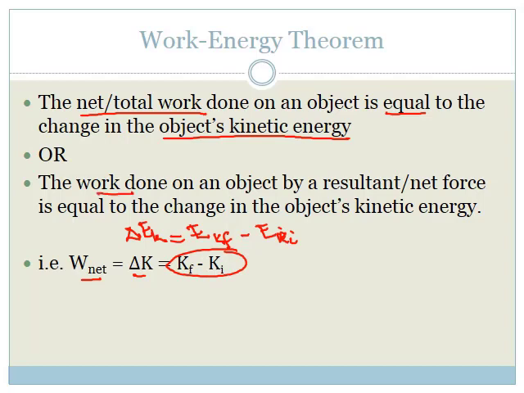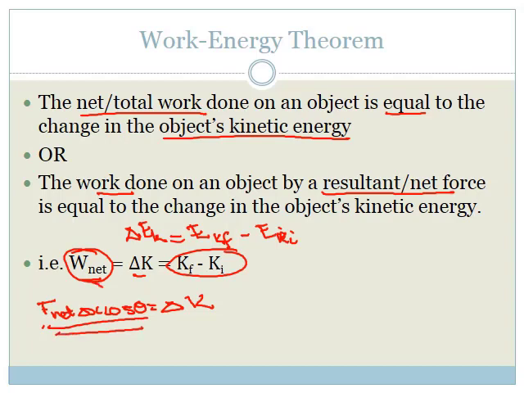But the work done on an object by a resultant force, in other words, is F net delta x cos theta is equal to delta K. So what are we doing? Relating what we learned in the last lesson, the net work done, to the change in the kinetic energy. So the net work done on an object by a resultant net force is equal to the change in the object's kinetic energy.